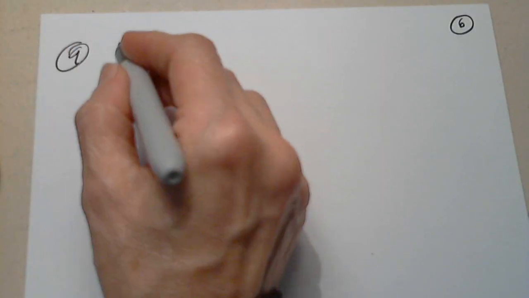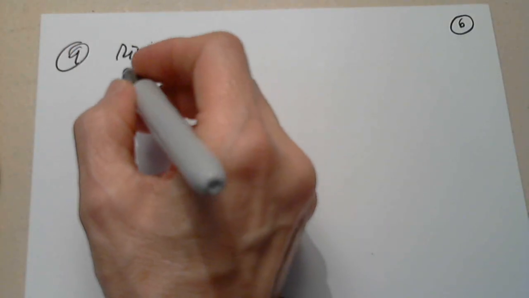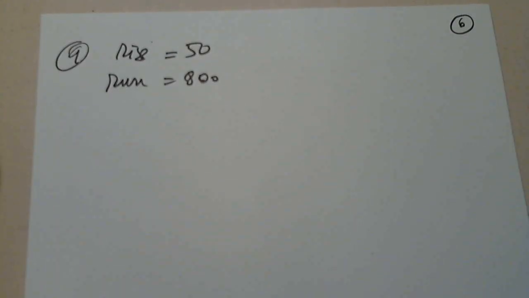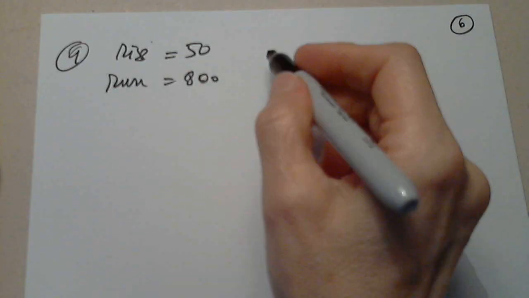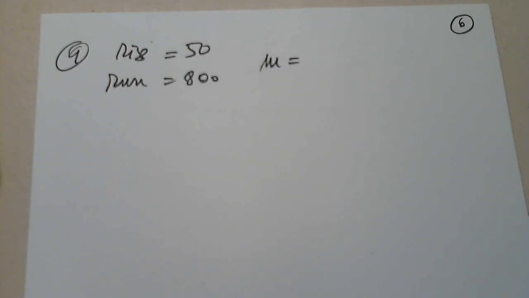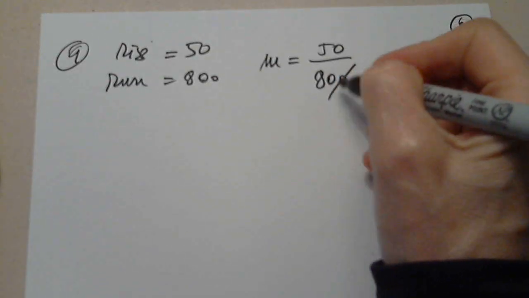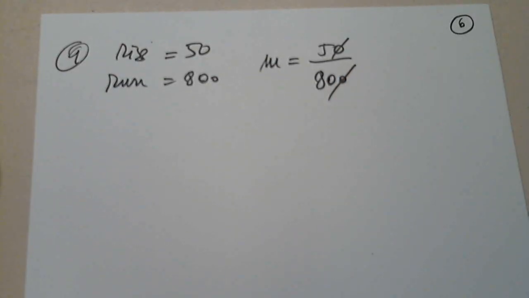In problem 9, rise is 50, run is 800. How do I find the grade or the slope? Divide 50 by 800? Absolutely. Good. So basically I will divide 50 by 800, and then I have to change it into a percent. 50 by 800, I meant to say.